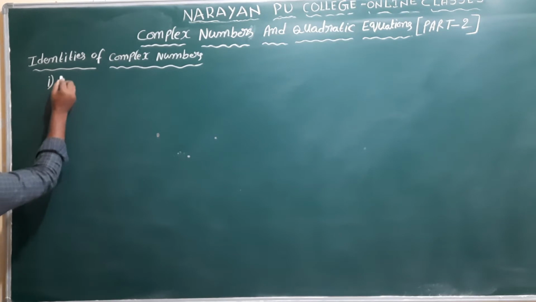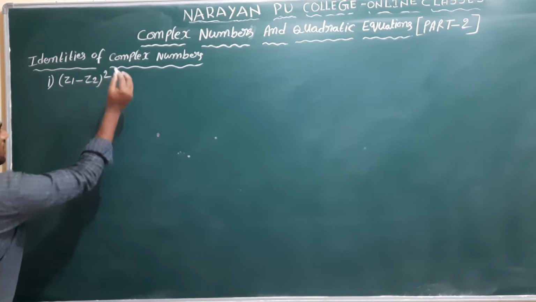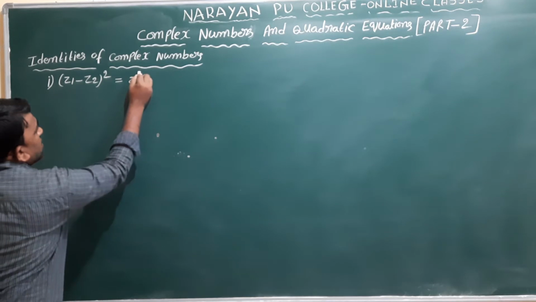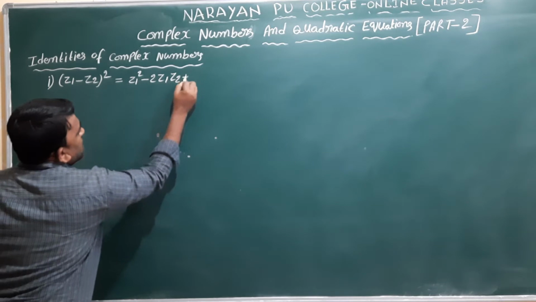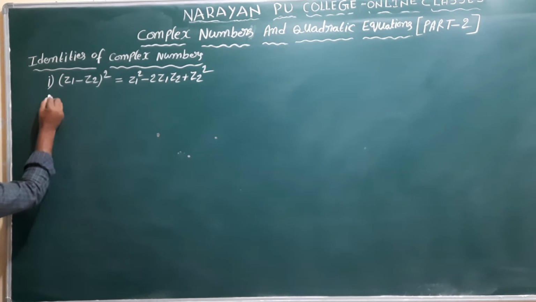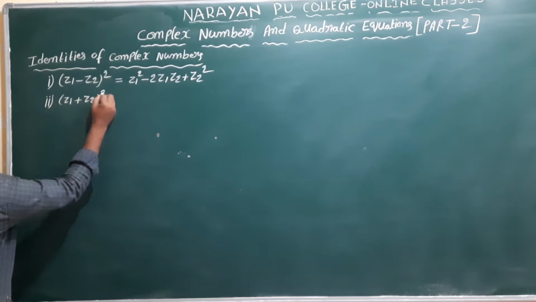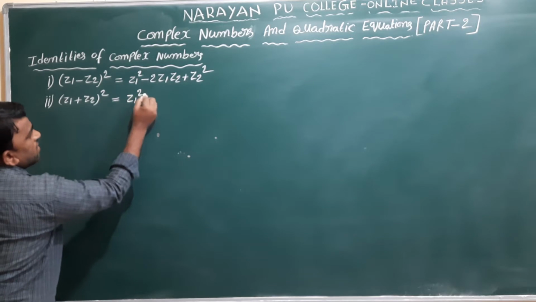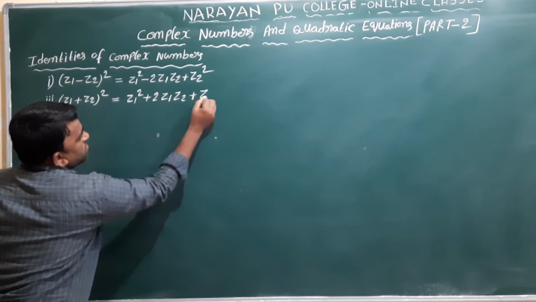First identity, (z1 minus z2) whole square, like (x minus y) whole square form. Formula is z1 square minus 2 into z1 z2 plus z2 square. Next second one, (z1 plus z2) whole square, like (x plus y) whole square form. z1 square plus 2 z1 z2 plus z2 square.